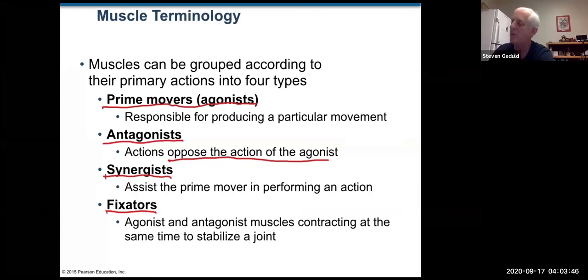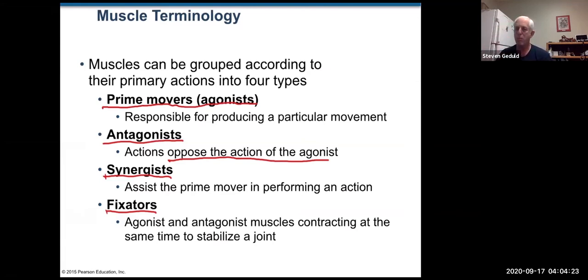Synergists assist the prime mover in performing an action. So it's a muscle that helps the prime mover. It's a synergist. And fixators are agonists and antagonists that contract to stabilize the joint. So if you can bend your joints, like flex, like if you extend and flex, if you hold it straight, both those muscles contract at the same time to fixate this joint, to keep it from flexing and keep it from extending. So if they both contract, they cancel the other out and they keep the joint fixed. That's what fixators do. So there's 4 types.